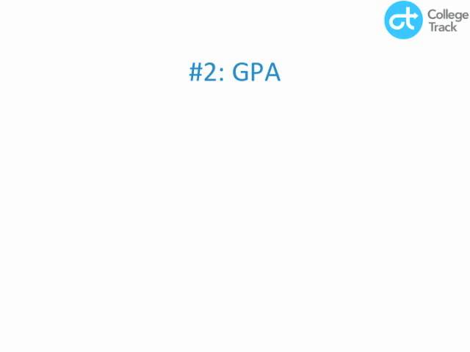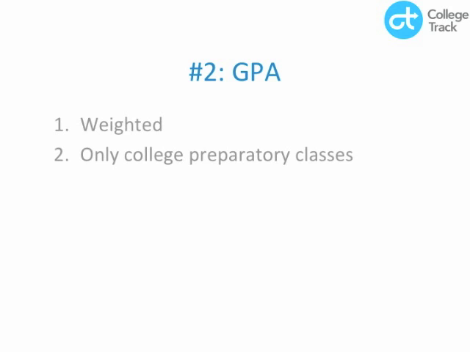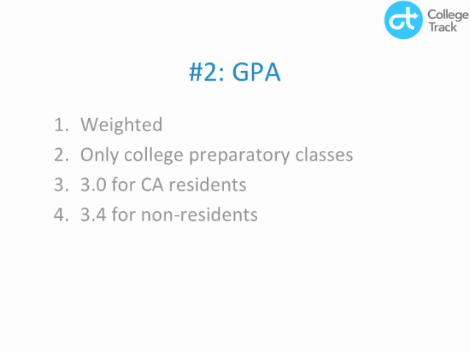Your high school GPA is weighted, which means that you get extra points for honors and AP classes. It only includes college preparatory classes, so those A through G requirements we just talked about. For California residents, you'll need to have a 3.0 minimum GPA in order to be eligible to apply. For residents outside California, that raises up to a 3.4.